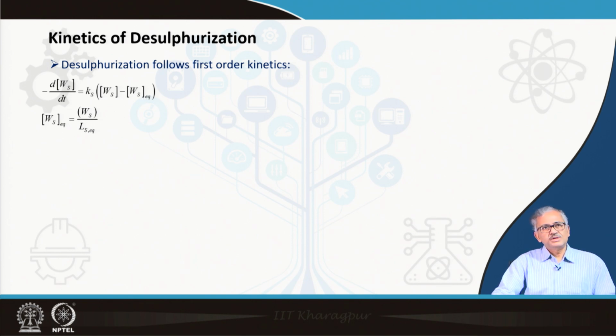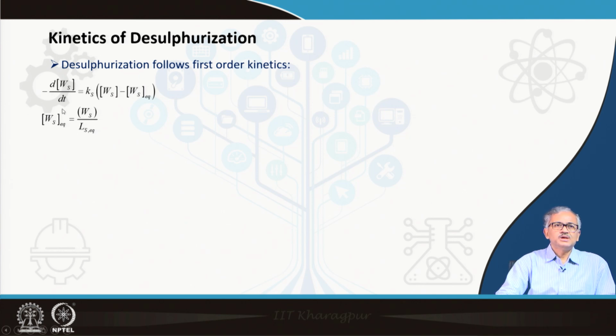Okay. And obviously it is a mass balance statement. This is the rate expression, that is the rate at which sulfur is transferring from the metal to the slag phase. As a result, there is a depletion of sulfur in the bath, that is on the left hand side. This is simply a mass balance equation based on first order kinetics.